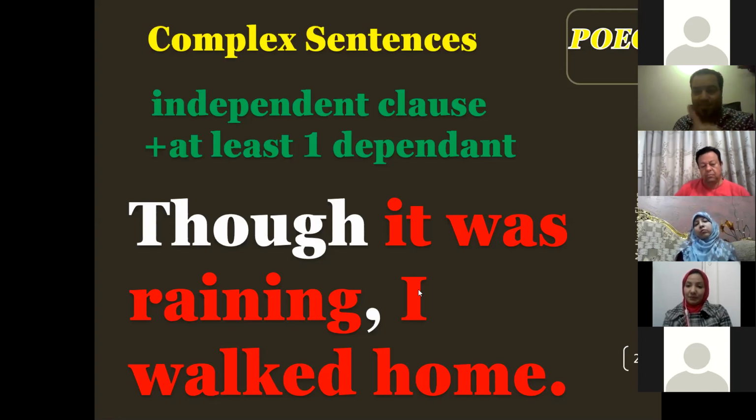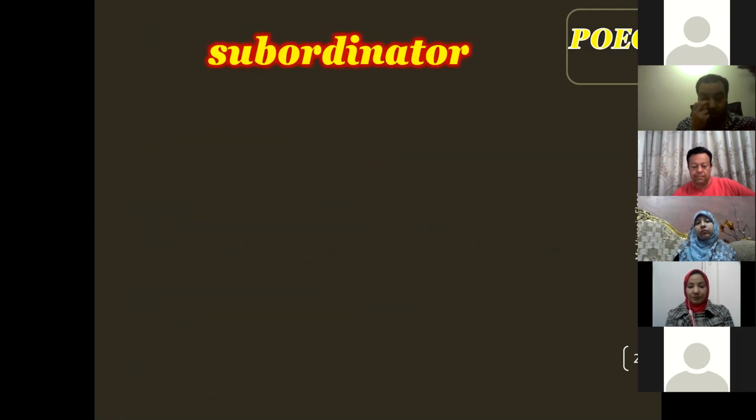But in the complex, I cannot. Why? Can you tell me why? Because we don't have two complete thoughts. Because you're still going to need help. Yes, with the dependent one. It's a dependent. Though it was raining. Go on, I'm waiting. Give me more details. So this is why they are not the same.